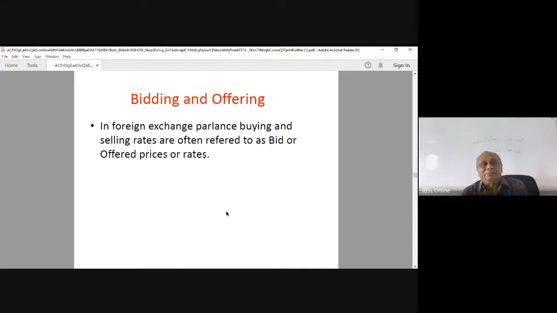Then the thing is bidding and offering. In foreign exchange parlance, buying and selling rates are often referred to as bid or offered prices or rates. Now, when we are buying, at what time are we buying foreign exchange? In our day-to-day trade operations, when we buy foreign exchange, in imports or exports.